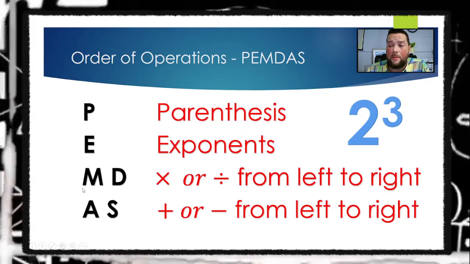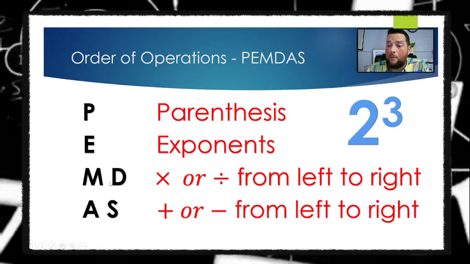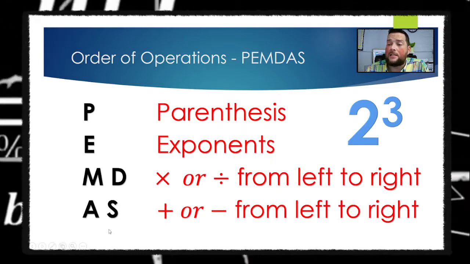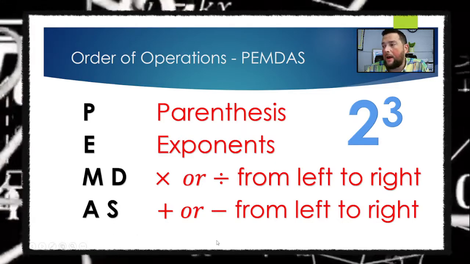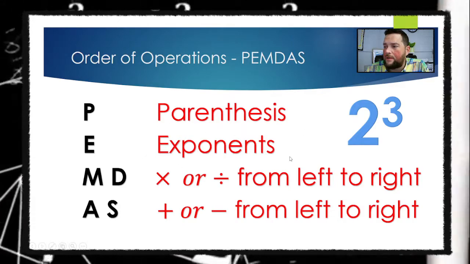And we're going to see a problem in here in just a little bit that some students get tripped up on. But remember, in that third step, it's multiplication or division from left to right. And then the last step is addition or subtraction from left to right. Well, this exponent right here, that's the nature of today's lesson.